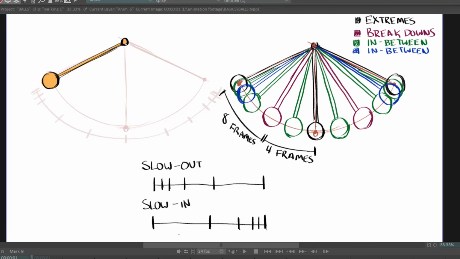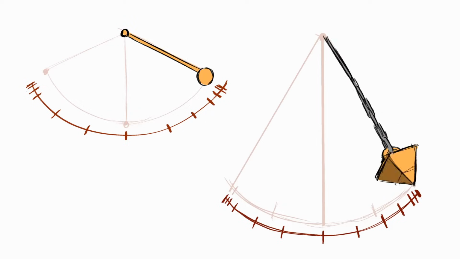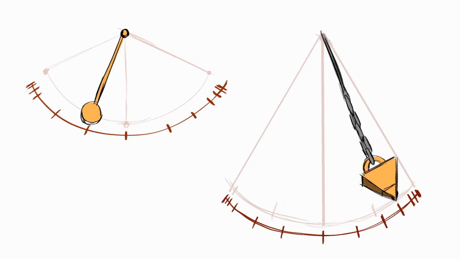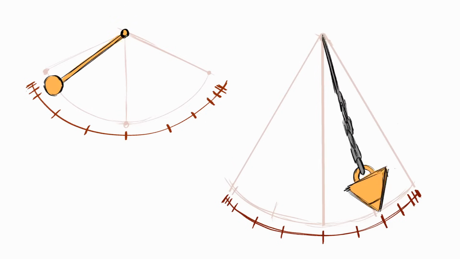Now we can repeat the same thing on the far side as it eases into that right extreme. Now that pendulum will speed up on the way out from the left and slow down on the way in to the right. And all we have to do is play this same thing backwards, and now we have a full pendulum swing cycle.